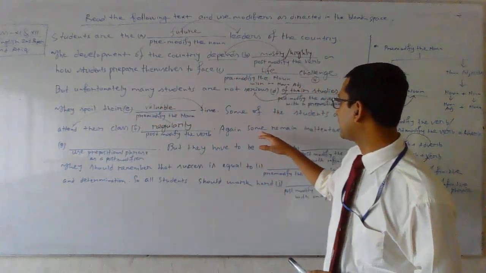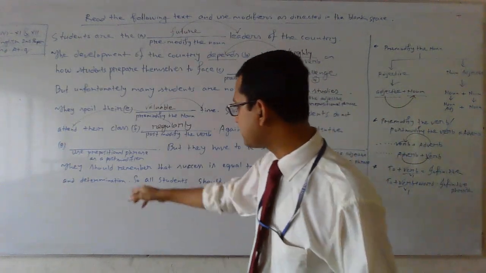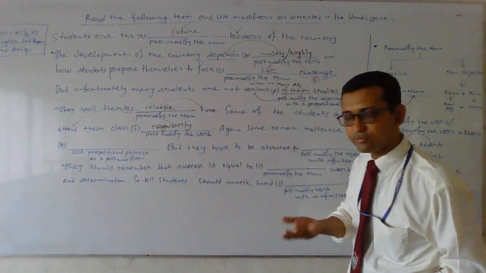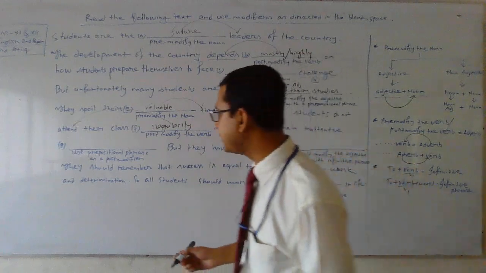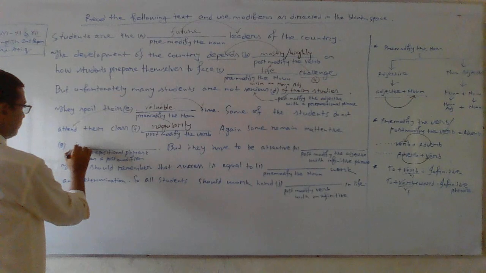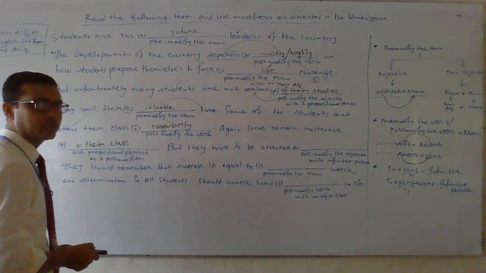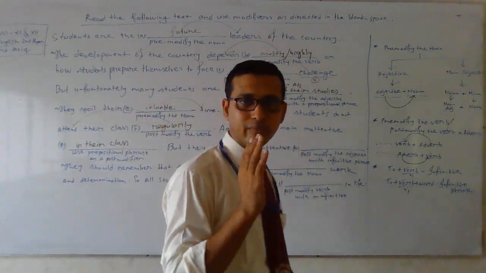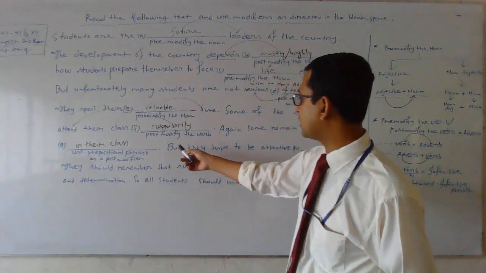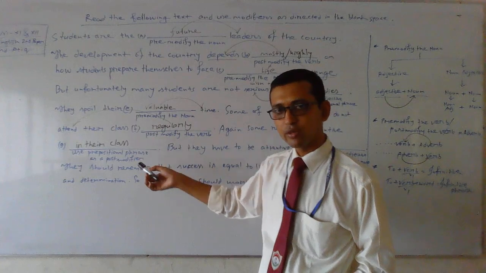This is the adverb. Again, some remain inattentive. Use a prepositional phrase as a post-modifier. Okay, this inattentive can be modified by a prepositional phrase, in their class. Got the point? Some students remain inattentive in their class. This is the prepositional phrase and it is functional here as a post-modifier.